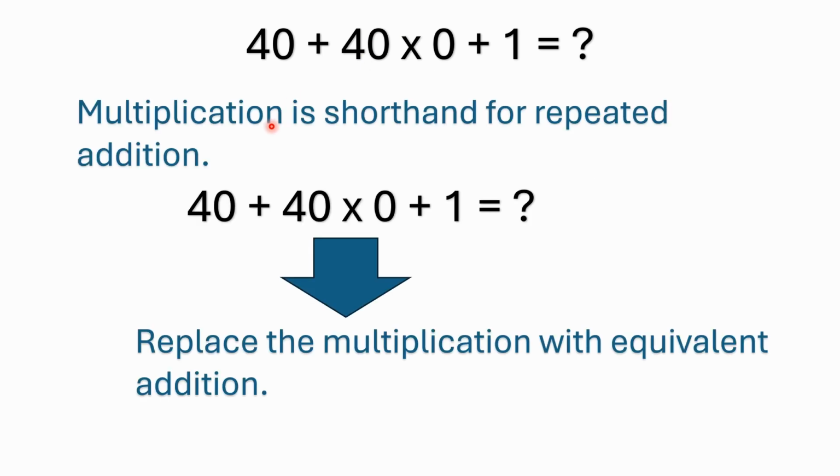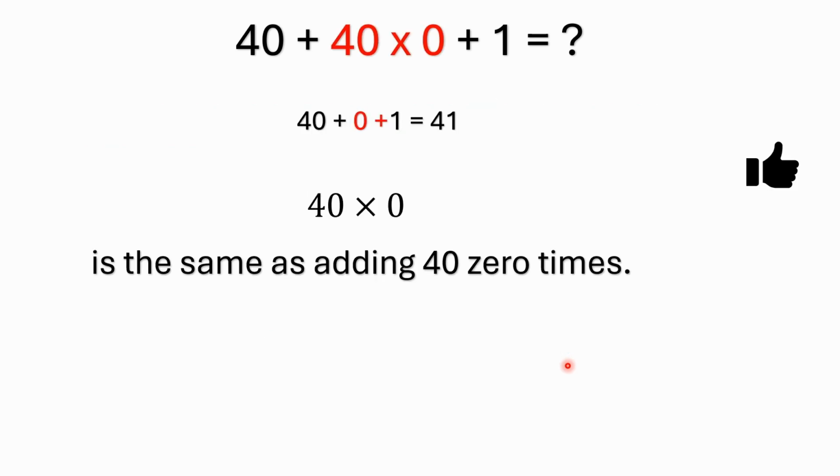And again, like I said, multiplication is shorthand for repeated addition. You could replace the multiplication. Now, in this case, our multiplication is very simple. It's 40 times 0. But you can replace multiplication with equivalent addition. Just keep in mind that 40 times 0 is the same thing as adding 40 0 times. If I had 0 times 40, that would be the same thing as adding 0 40 times. Well, no matter how many times I add 0, I will get 0. I could add 0 1,000,000 times, I will still get 0.